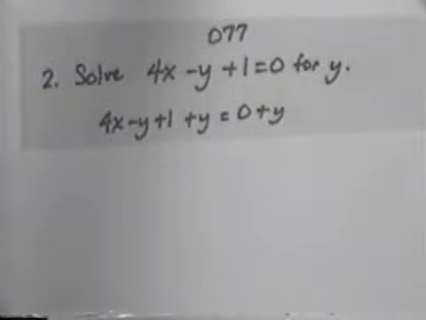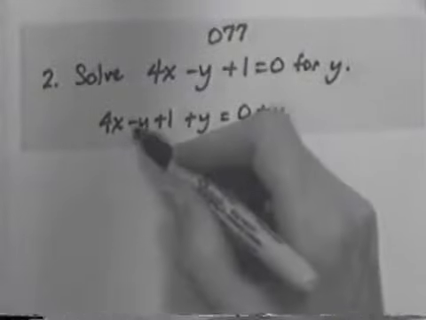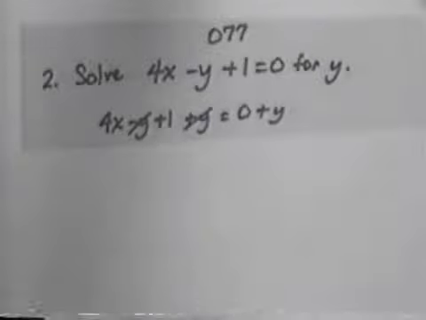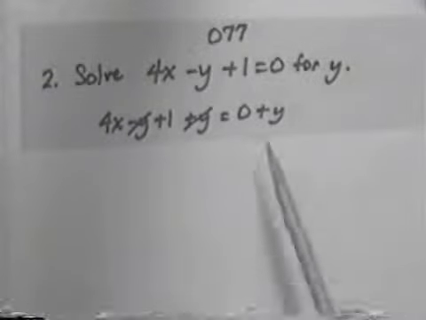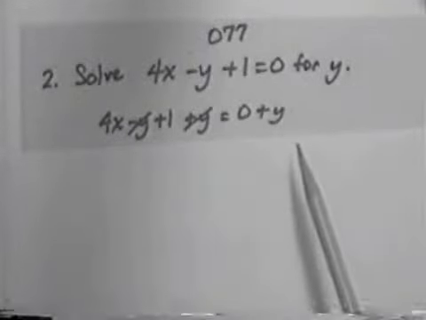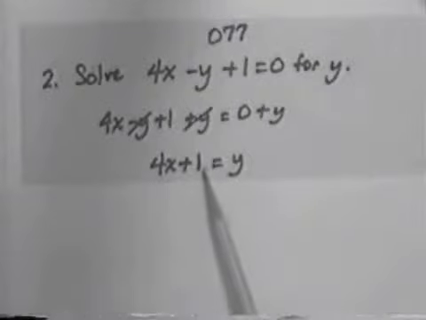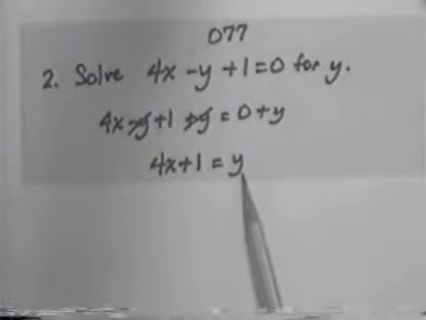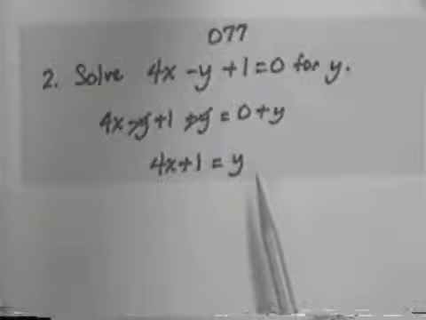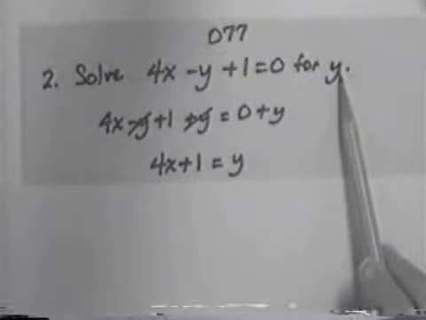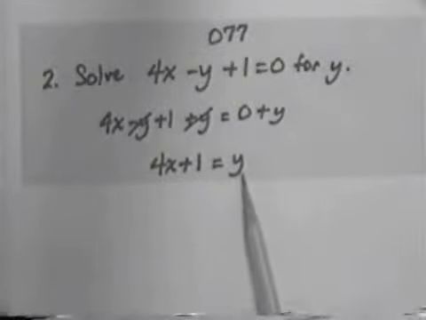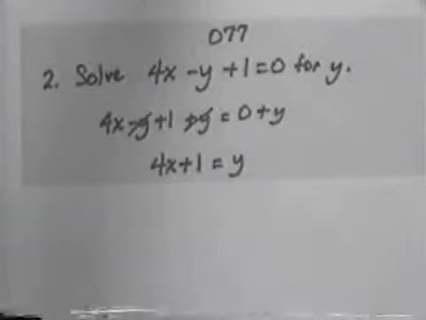On the left, subtracting y and adding y cancel. So we're left with 4x plus 1. On the right, 0 plus y is simply y. And so we have 4x plus 1 equals y. Our job was to get y by itself on one side of the equation. We have done that. Y is by itself on one side of the equation. And so we can stop here.